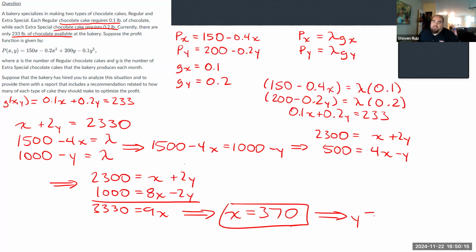All right, now I feel better. This is an answer I got before. Y equals 980. All right, so that should be the answer for the discussion question.